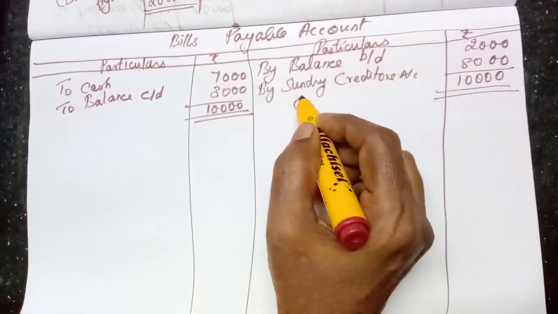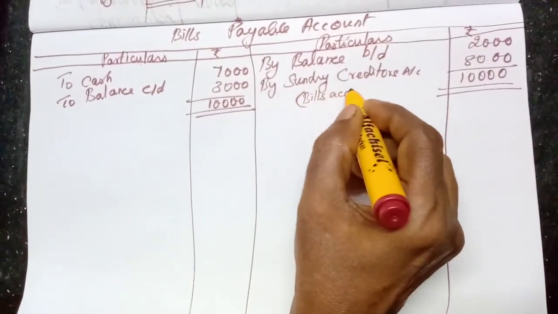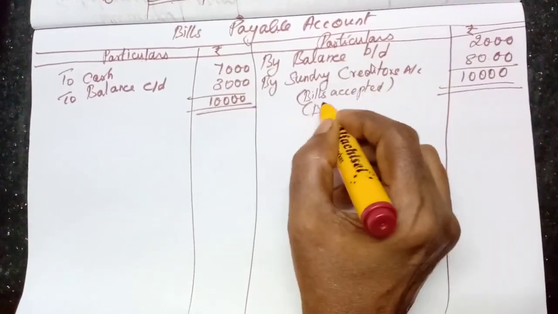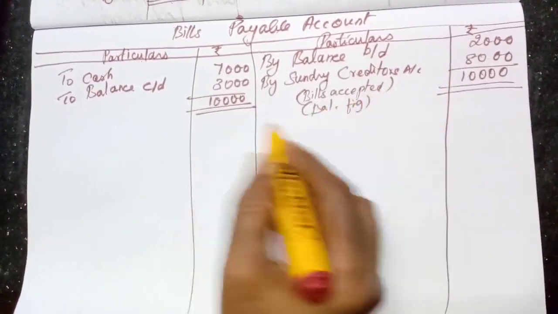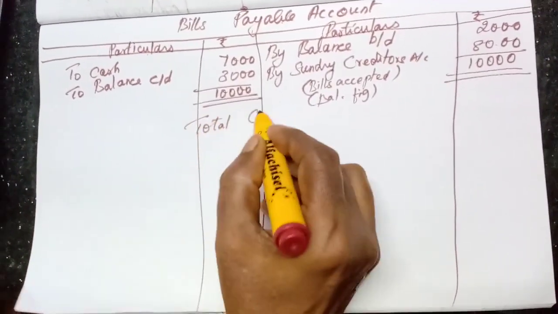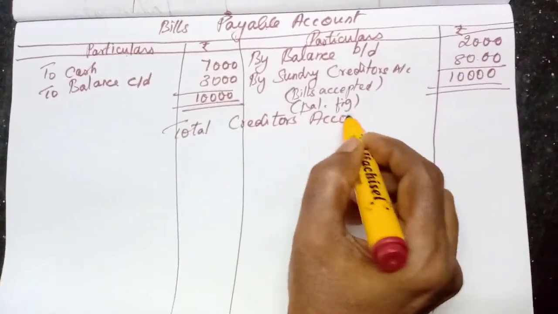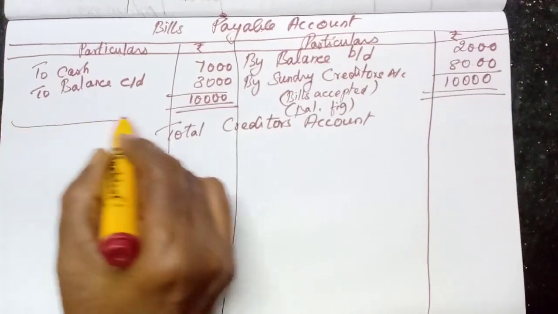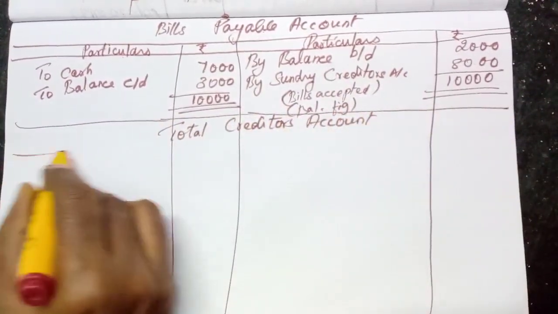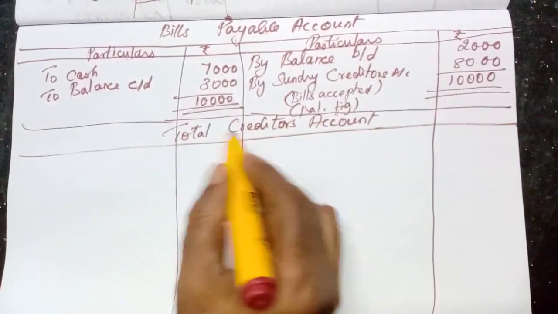Sundry creditors account. Bills accepted. There we wrote bills received. Here bills accepted. Again, balancing figure. That's all. Now next account, total creditors account. You can close this account drawing a line and you can start the next account. Since there is no time for me to explain all these things, I am writing like this.